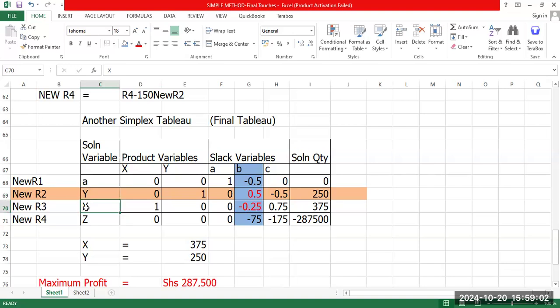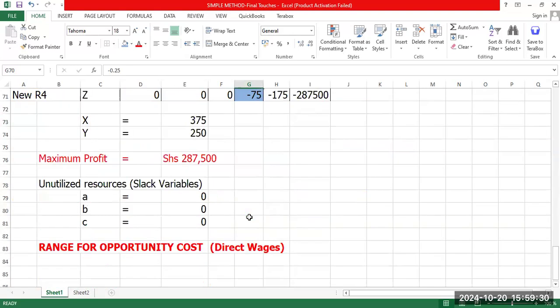The reason why I'm focusing on these values is because they are my product variables. They are my decision variables. I cannot focus on this. I cannot focus on this. These ones are not my decision variables. So I will need to focus on 0.5 and on negative 0.25.